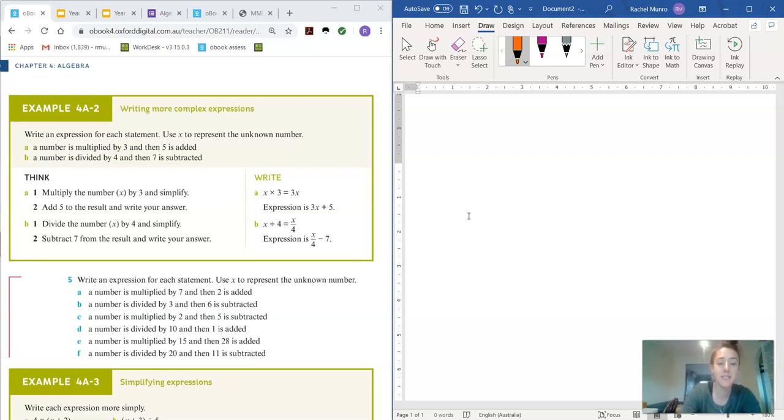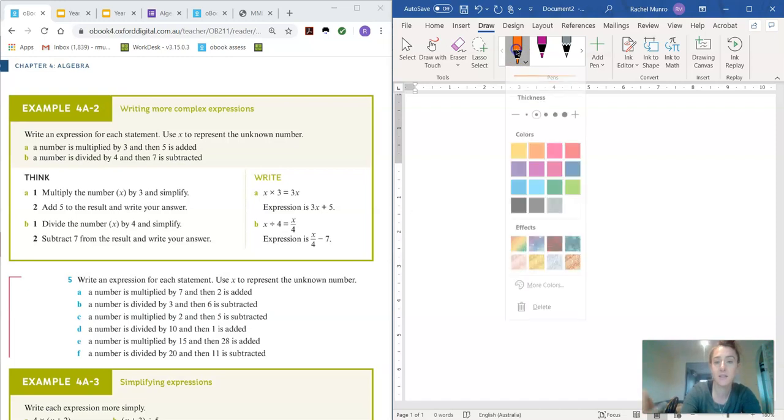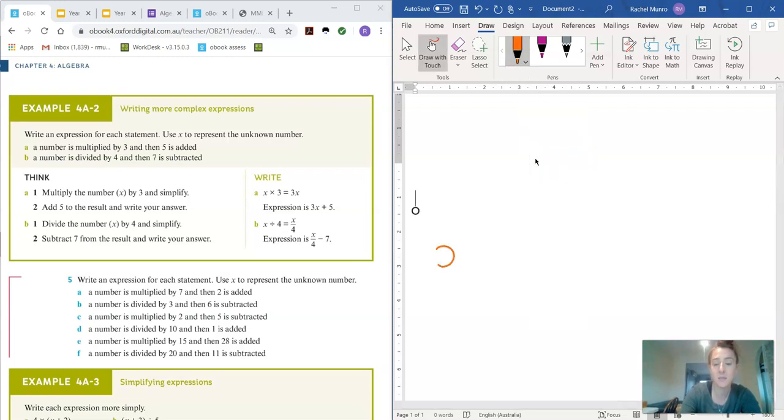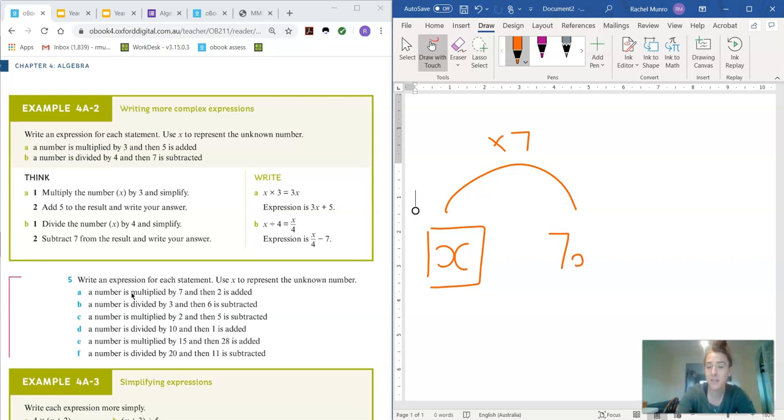So remember, I'm starting off with my x. X is my variable that I'm using. Cool. I'm going to put that in a little box. Now for 5A, the first thing I'm doing is multiplying it by 7. So my rainbow to show that I'm multiplying it by 7. So x multiplied by 7, remember, will give me 7x. That's how we like to write it. Perfect. So, done that first part.